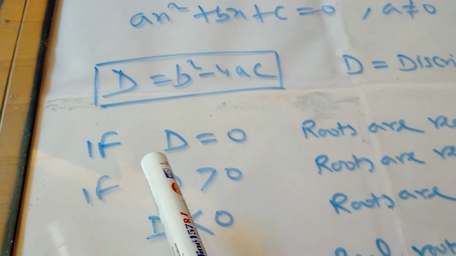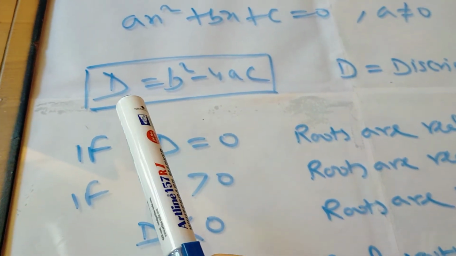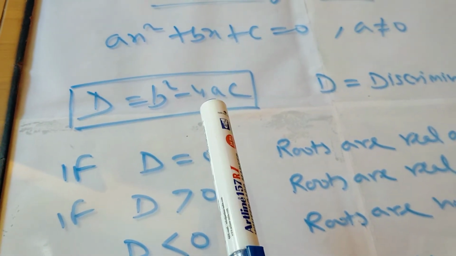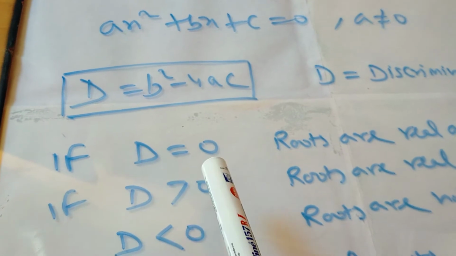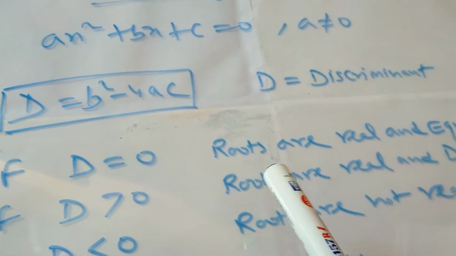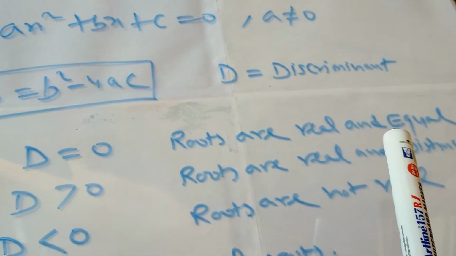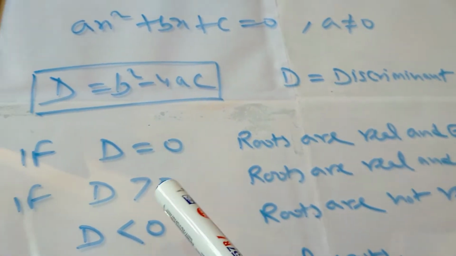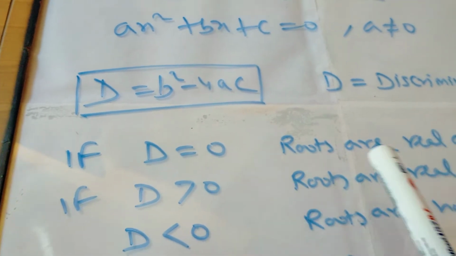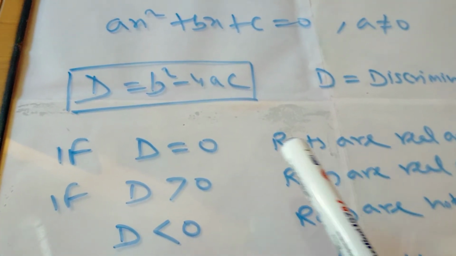Suppose you are finding the discriminant D for a particular question, and if D is 0, what will happen? Then you can say the roots are real and equal. The roots will be real and equal. Definitely the roots will be equal, means you are getting the same answers.